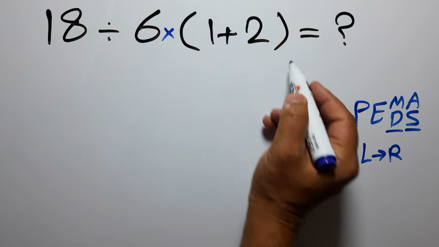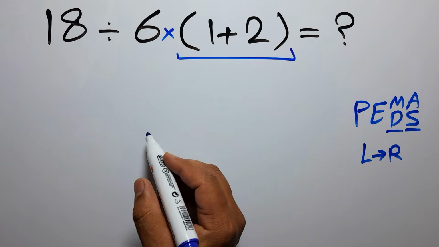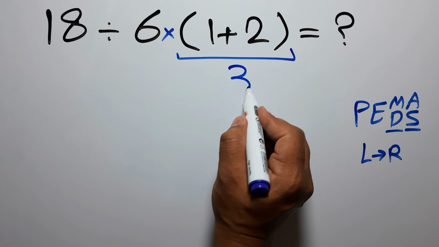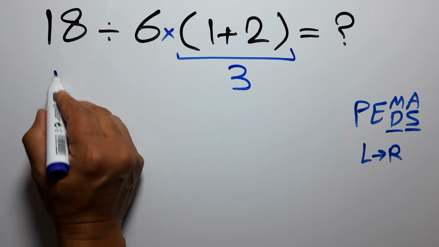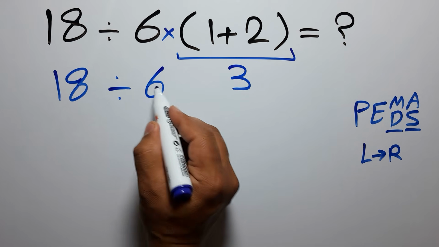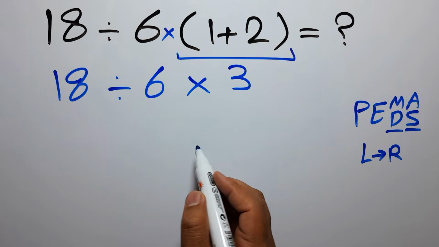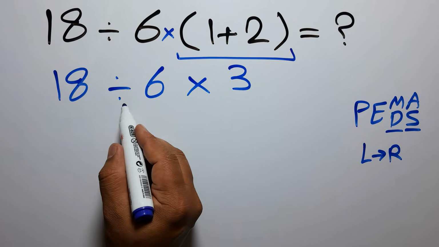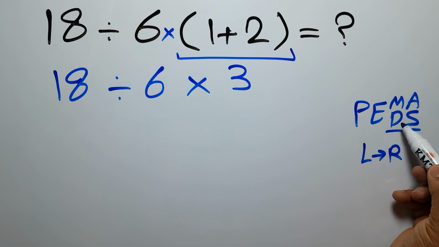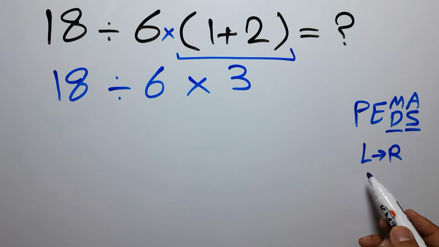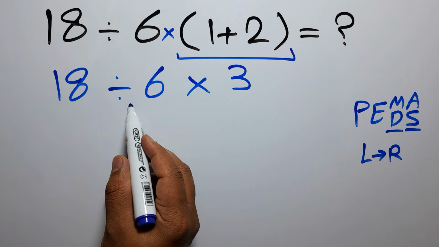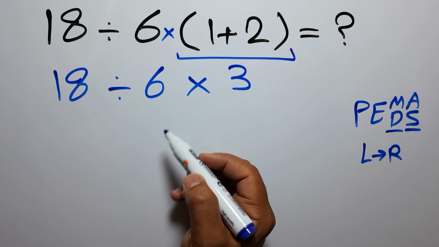So first we have to do this parenthesis. Inside this parenthesis we have 1 plus 2, which equals 3. So we have 18 divided by 6, then times 3. Now we have one division and one multiplication. As I said, multiplication and division have equal priority and we have to work from left to right. So here first we have to do this division, then this multiplication.